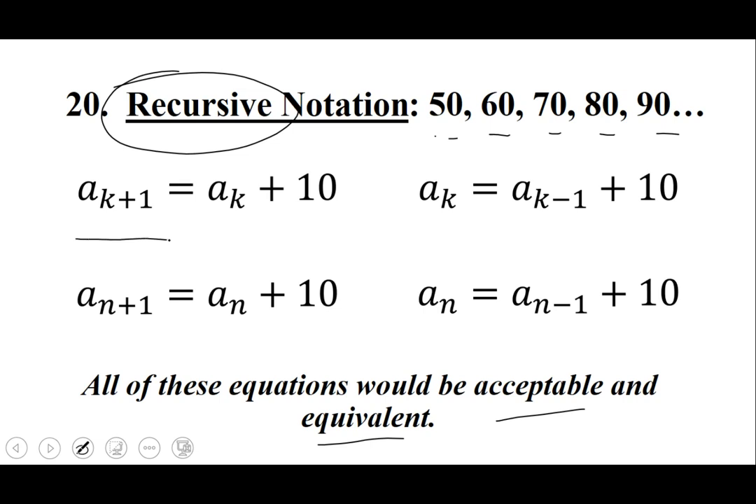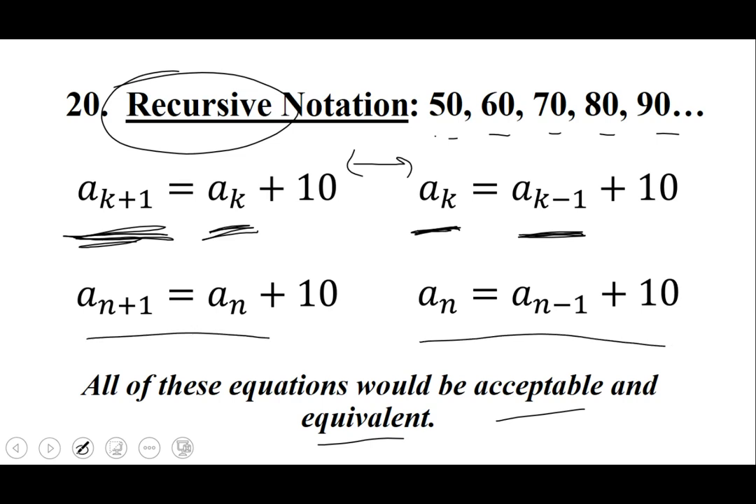In this example here, they're talking about any term being k plus 1, and they're talking about the previous term being 1 less, which in this case would be k. In this example, they're talking about any term being k, and the term in front of it being 1 less, which would be k minus 1. Again, these two equations are 100% equivalent. Both of them would be acceptable. So I just want to make sure you understand that either of them are acceptable, and then very similar for these two, except for the fact that you're using n's instead of k's.